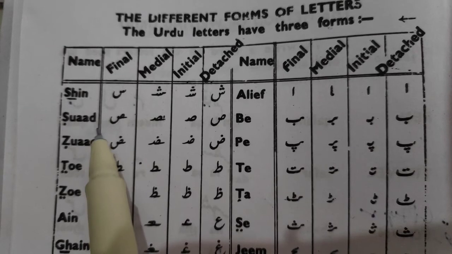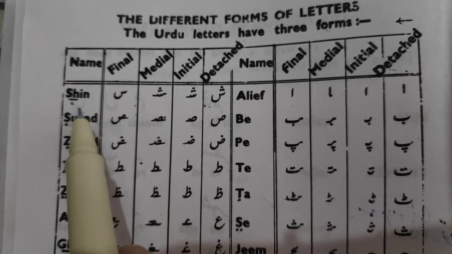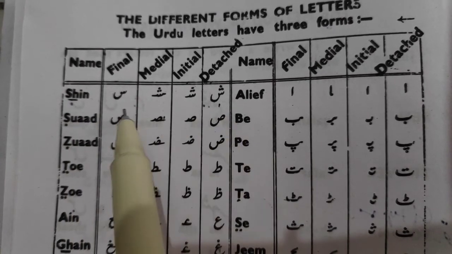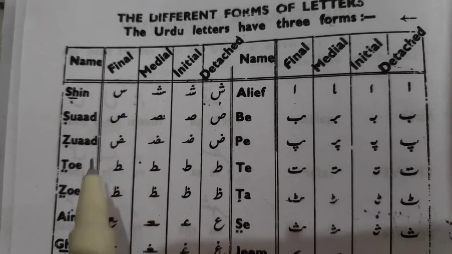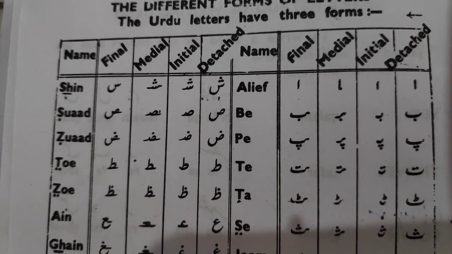So, as in the book, it starts from the letter Sheen. That is Sheen, you know very well. When Sheen comes in final, it looks like this. Okay, and I want to tell you one more thing. Give me 1 minute.